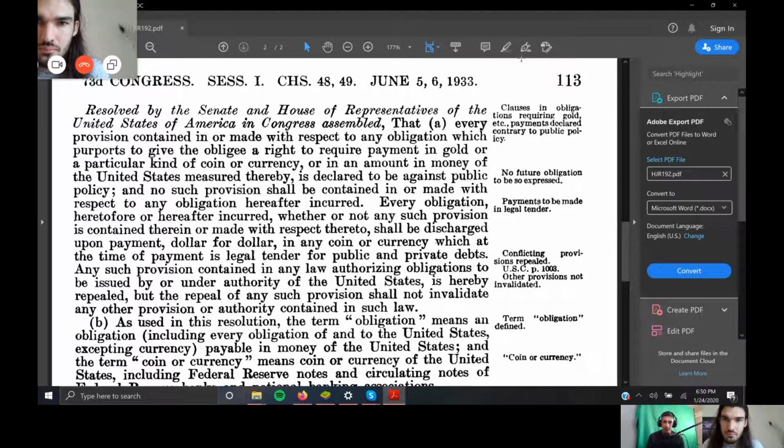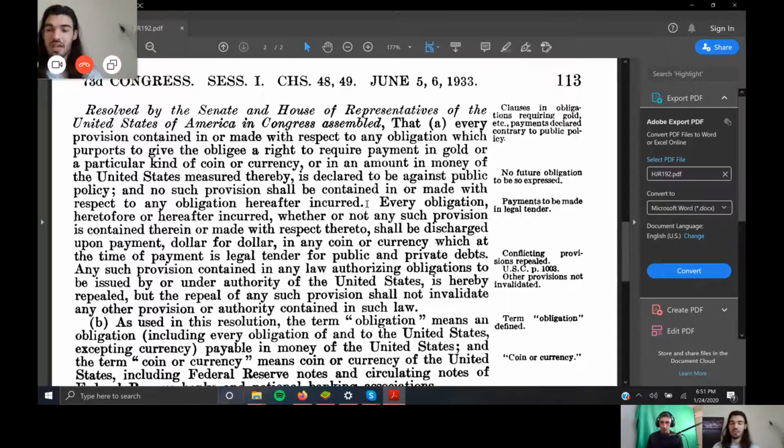Can you see it all right? Yeah. Okay, cool. Any provision contained with respect to an obligation to give the obligee a right to require payment in gold or a particular kind of coin or currency or an amount of money of the United States measured thereby is declared to be against public policy, and no such provision shall be contained in or made with respect to any obligation hereafter incurred. So that means from here on out, no longer is any obligation, any bill of sale, allowed to require a particular kind of coin or currency.